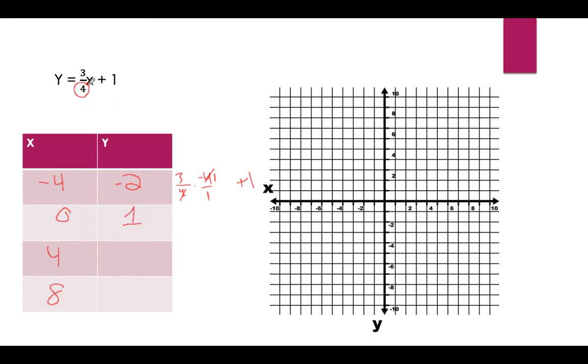Okay. For 4, if you multiply, you got 3 over 4 times 4 plus 1. Well, 4's cancel out. You got 3 plus 1 is 4. And then again, you got 3 over 4 times 8 over 1 plus 1. Well, 4 goes into 8 2 times. So you got 3 times 2, which is 6, plus 1 is 7.